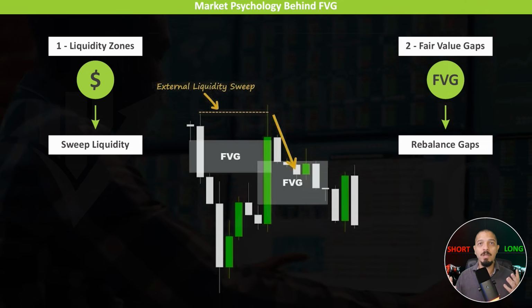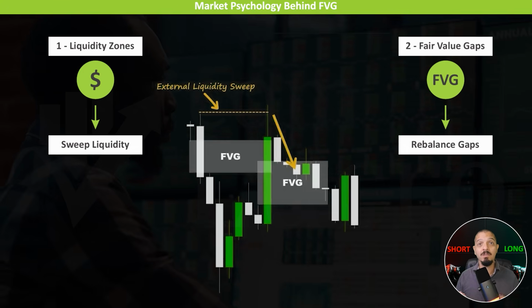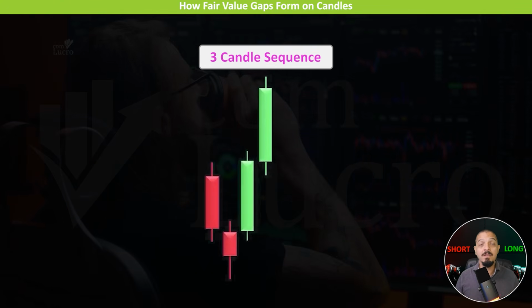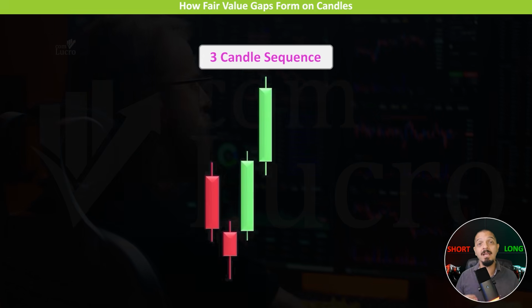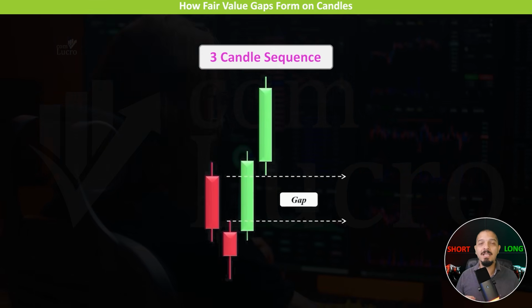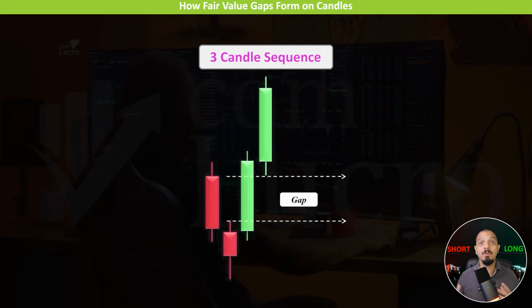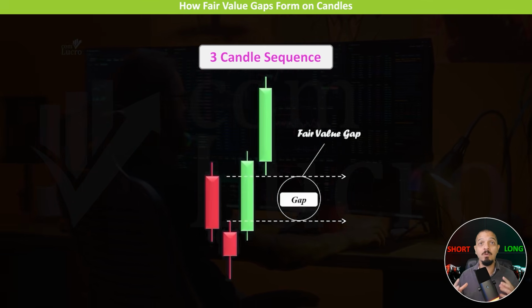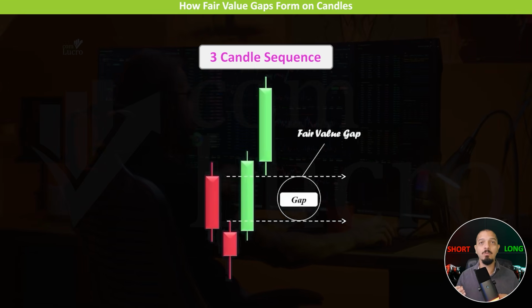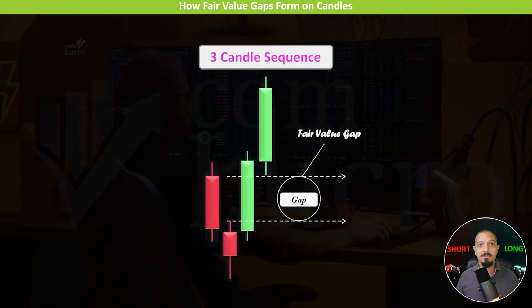Now let us move forward and explore how to identify fair value gaps from the candlestick perspective on the chart. Fair value gaps are typically formed within a 3-candle sequence and are easy to spot on the chart as a large candle. The key characteristic is that the upper and lower wicks of the surrounding candles do not fully overlap the body of the middle candle. This creates what we call the fair value gap zone, which fills the empty space between the wicks and is drawn based on the body of the middle candle.